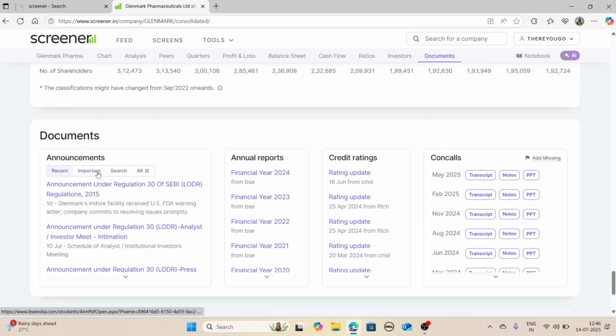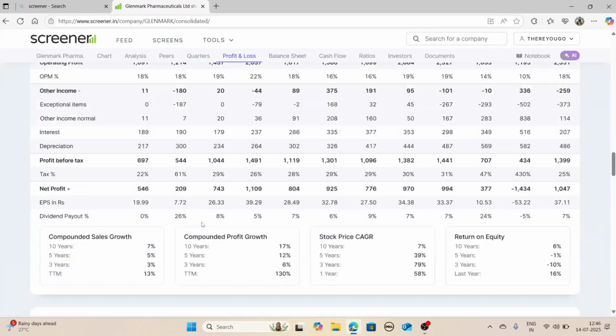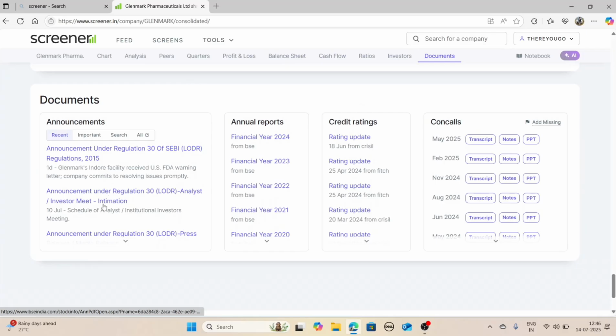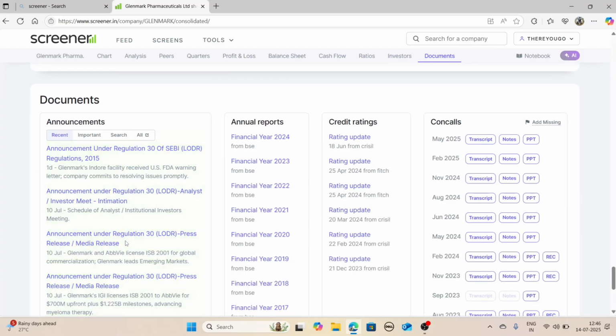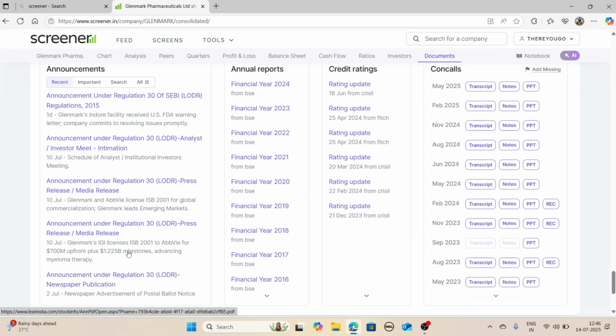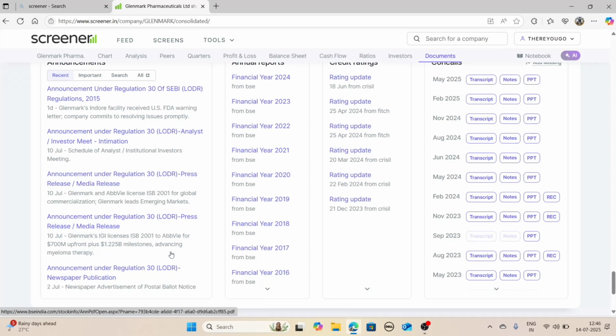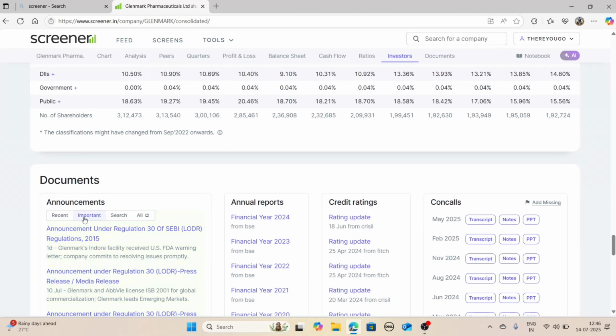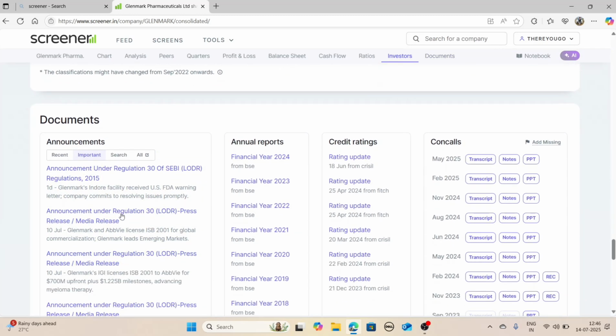Let's see the recent news about the company. Announcement under Regulation 30: Glenmark Pharmaceuticals received a US FDA warning letter. Looks like they are getting a warning from the FDA, which is in the USA. Okay. They recently announced a meeting of analysts under the regulation. Let's see the important news only.